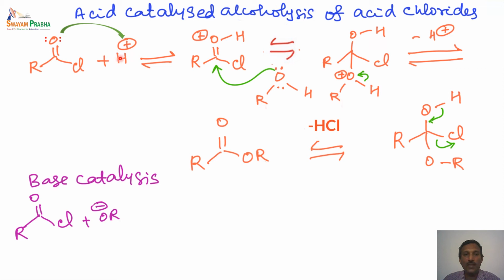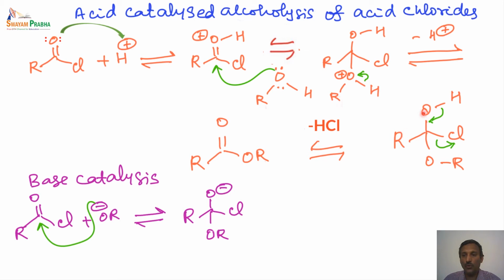Although this is an acid catalyzed reaction, even base catalysis is also possible for the formation of esters. Now let us look at how the base catalysis works. So here the acid chloride is treated with the alkoxide anion. So this alkoxide anion is having a negative charge. This carbon is electrophilic in nature. So this negative charge is given to this particular carbon, and this leads to an intermediate where oxygen is having a negative charge.